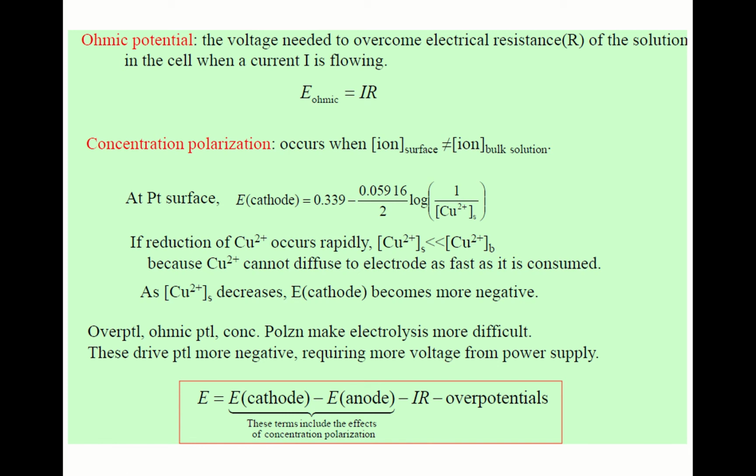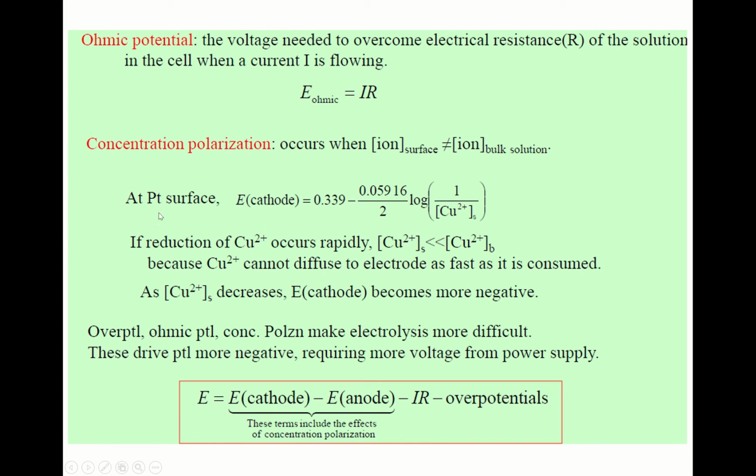Since these concentrations are different, that phenomenon is called polarization. Actually, polarization in science has several different meanings, but here polarization means that concentrations are different. Surface concentration is different from bulk concentration. That is called concentration polarization.